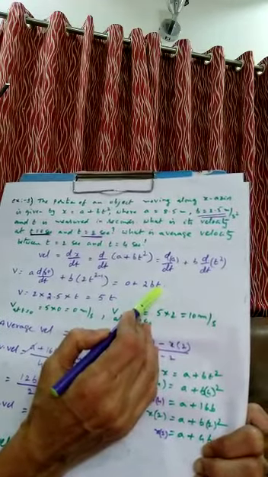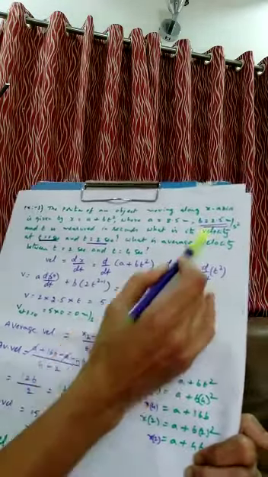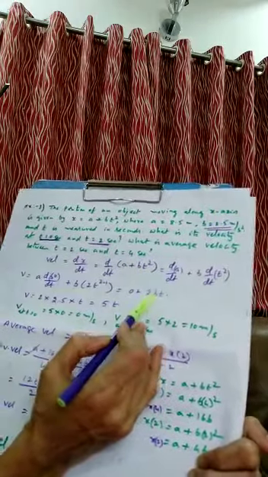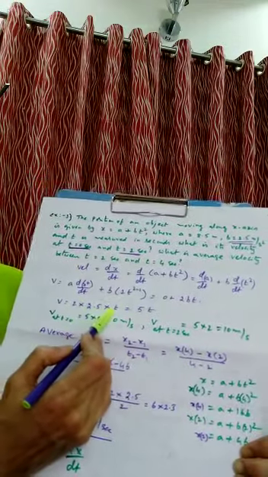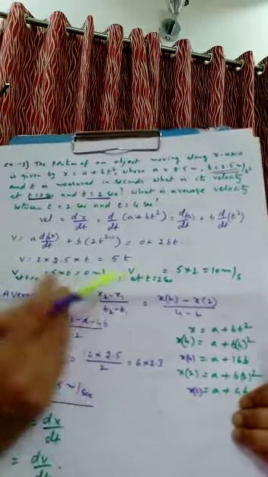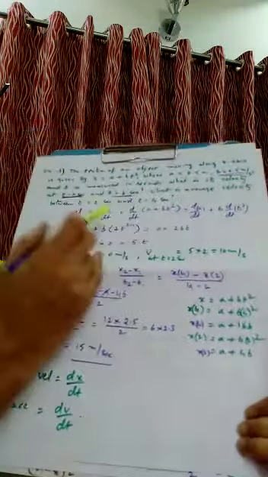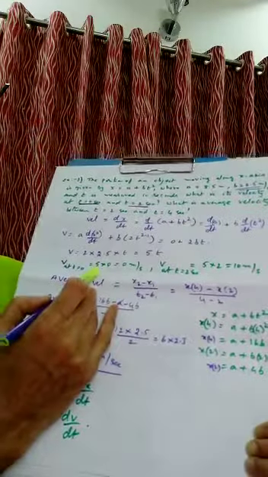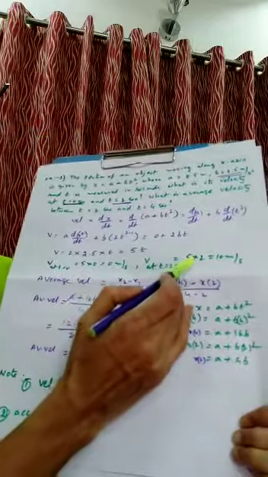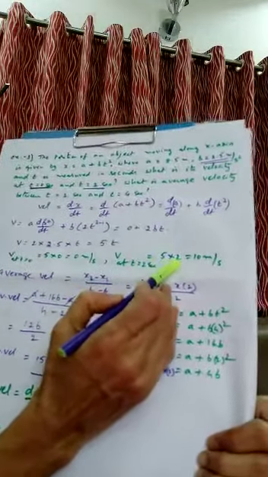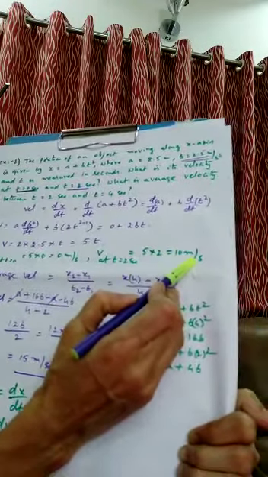But b value is given. How much is given? 2.5. Substitute the value of b. So 2 into 2.5 into t, the answer is 5t here. And at t is equal to 0, you know that velocity is 0. At t is equal to 2 seconds, then 5 into 2, the answer is 10 meters per second. Now let us move to the average velocity.